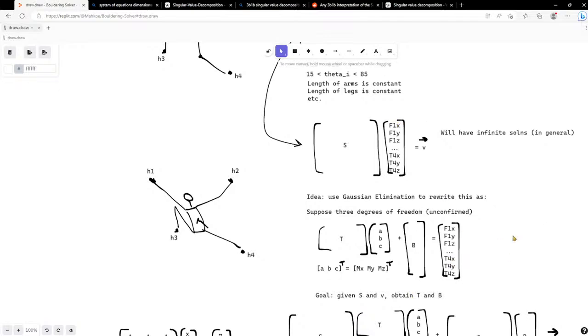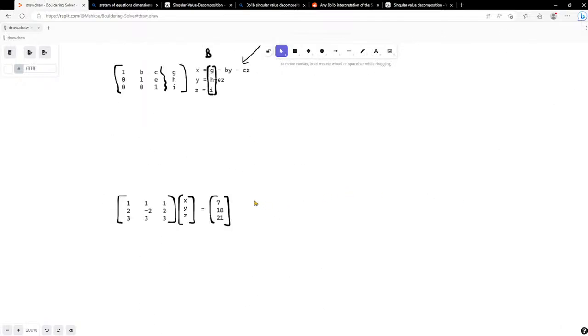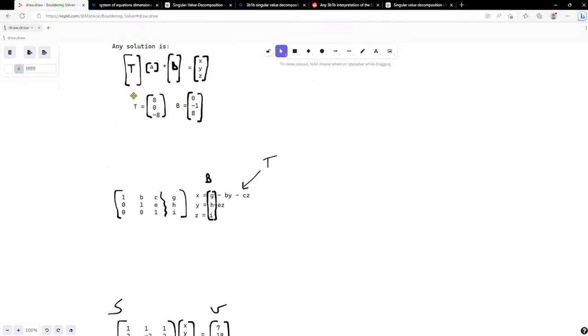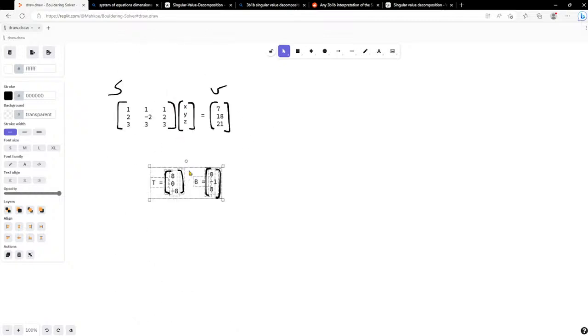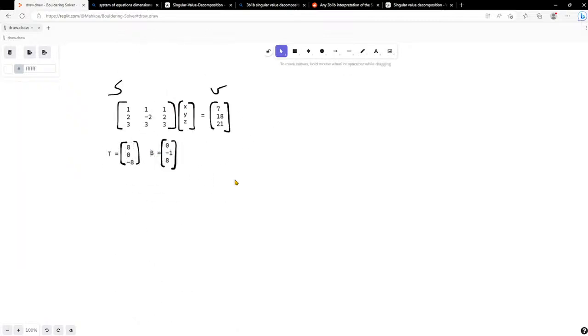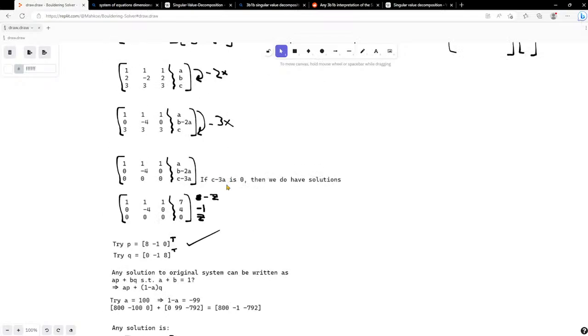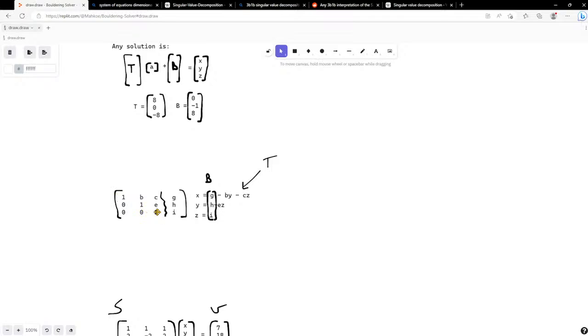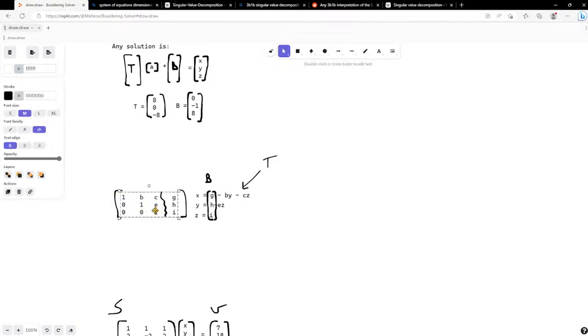So here my S is this, my V is this, and what I did over here is I figured out that T and B were this. Why? How did I get that? Well, after reducing the matrix, I ended up with something like this, where this 1 here was actually 0.